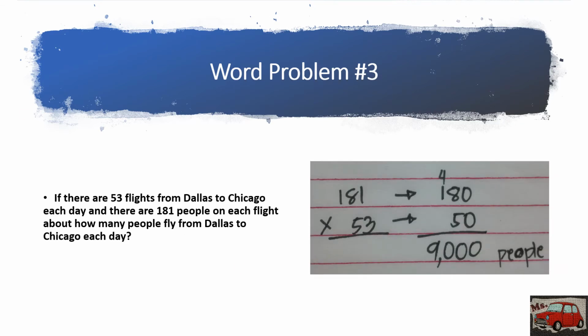If there are 53 flights from Dallas to Chicago each day, and there are 181 people on each flight, about how many people fly from Dallas to Chicago each day? Alright, so tinatanong sa atin kung ilan yung estimate, kasi sinabi to about how many people, yung nag-travel from Dallas to Chicago each day. Okay? So we have here 53 flights kada araw. And then, each flight, merong 181 people.